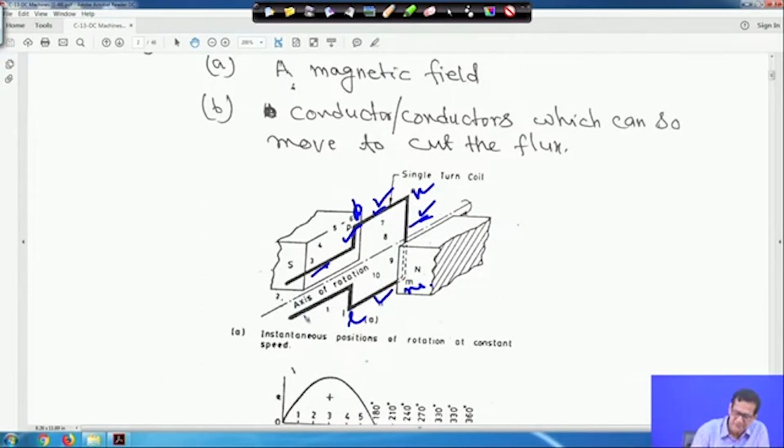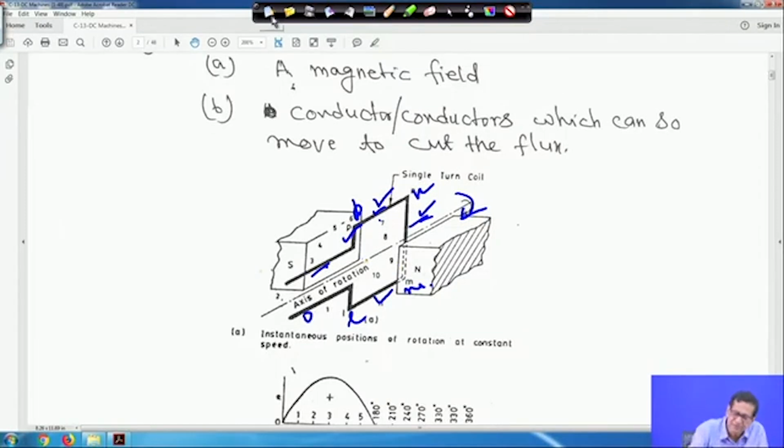So at this position, say it is the 0 position, there is no flux linkage at that particular instant. It is revolving, say by some means you are making it rotate. So at this position the voltage induced will be 0, because there is no flux linkage here.